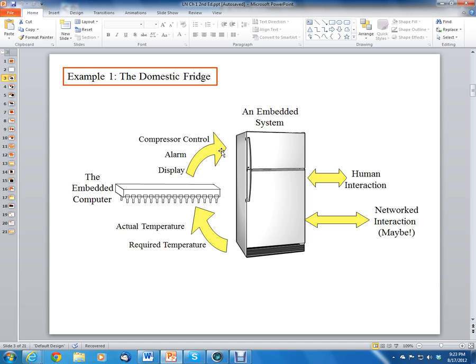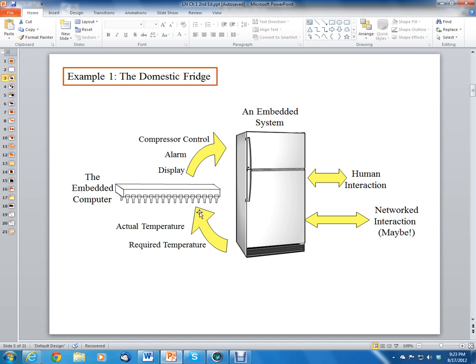Now this arrow represents some outputs: the display, the alarm, the compressor control. If the current temperature sensor says that it's not at the temperature setting, which has been set by a keypad or something like that, then it needs to turn on the compressor. The microprocessor will sample that signal until the temperature reaches the value that's needed, and then the microprocessor will shut off the compressor.